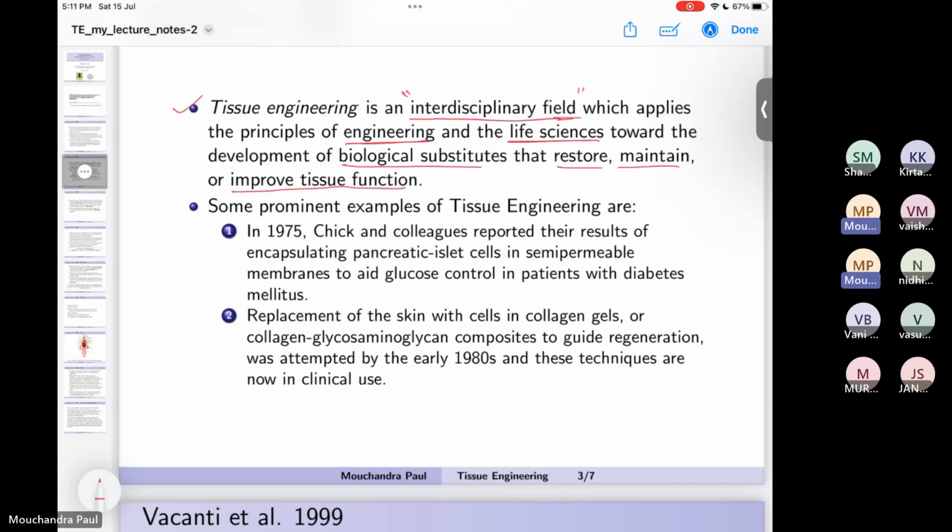Also, replacement of skin has been done by using cells encapsulated in collagen or collagen glycosaminoglycans, that is GAGs. Within these natural polymer composites, the cells were encapsulated, and they showed to be suitable skin substitutes. These skin substitutes have been shown to promote regeneration of the injured area. So these were shown in the 1980s. So these are some proof of concept studies that have demonstrated that these type of therapies are possible.